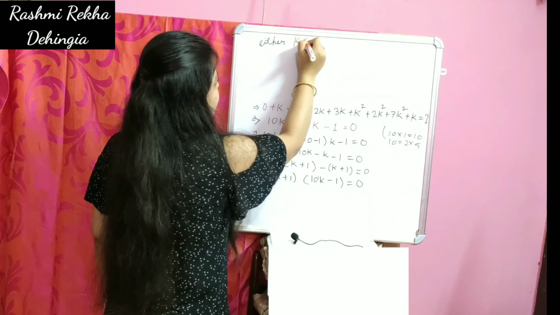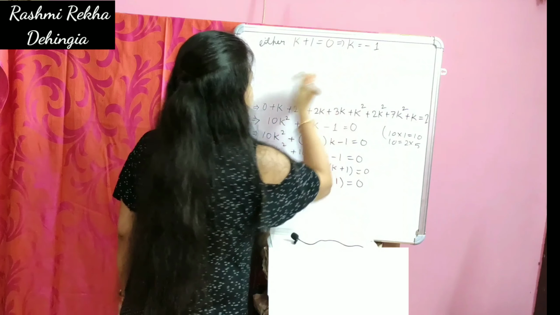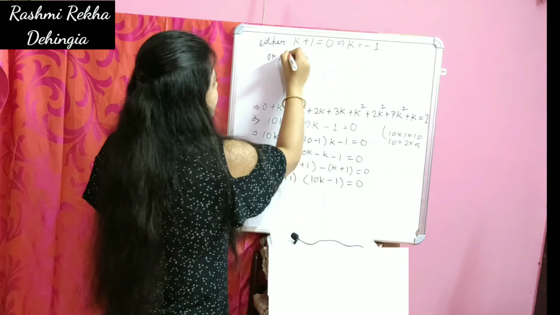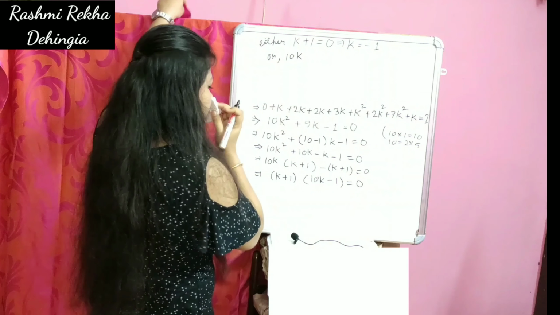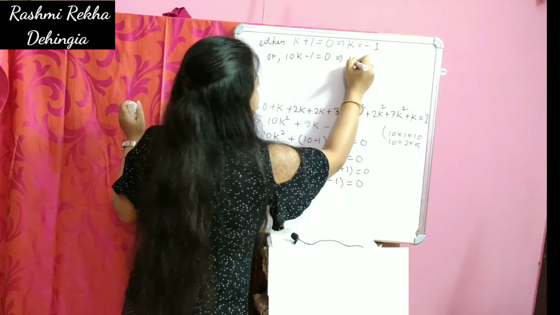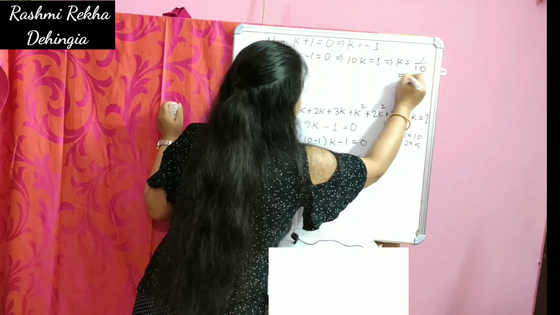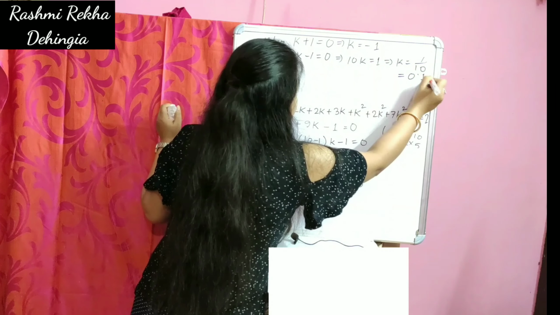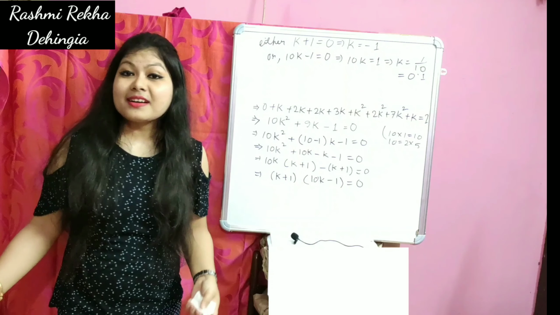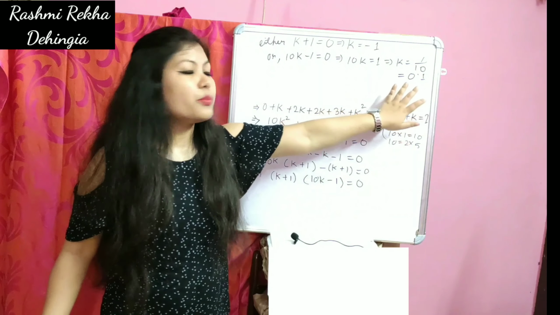First of all, we assume that k plus 1 equal to 0. It gives you k is equal to minus 1. Or the next value will give you 10k minus 1 equal to 0. It will give you 10k equal to 1, or k is equal to 1 divided by 10. 1 divided by 10 can be written as 0.1. See, now here we are getting two values. First value is minus 1 and the next value is 0.1.